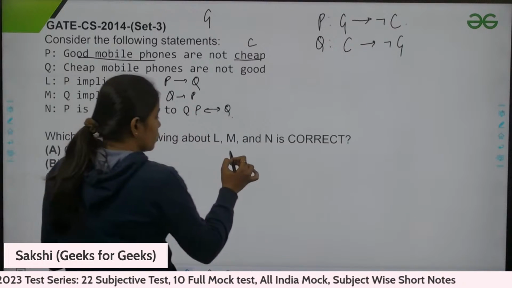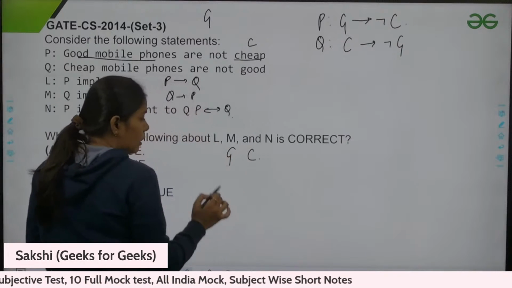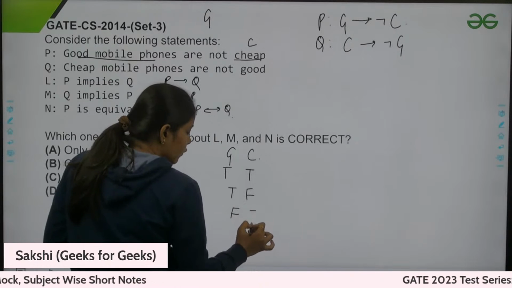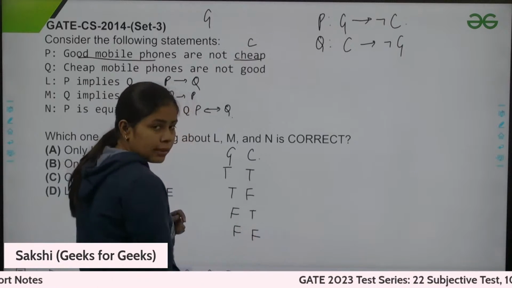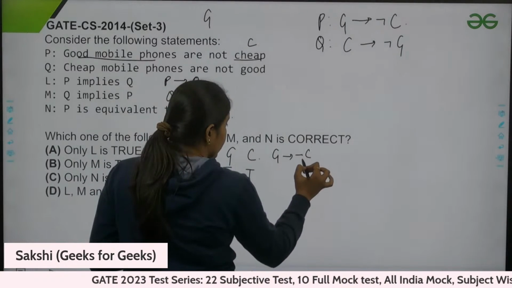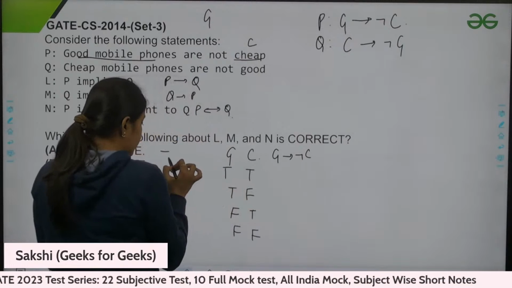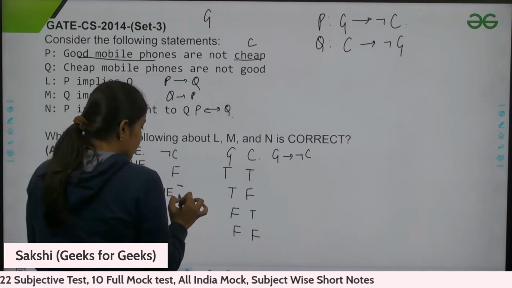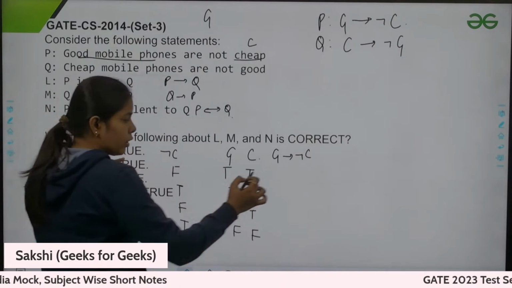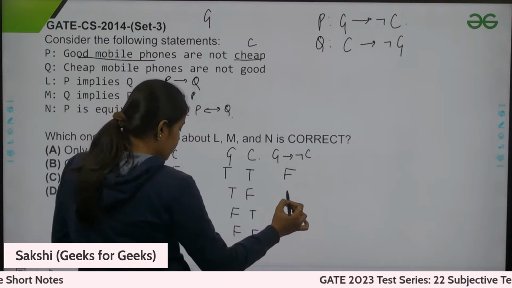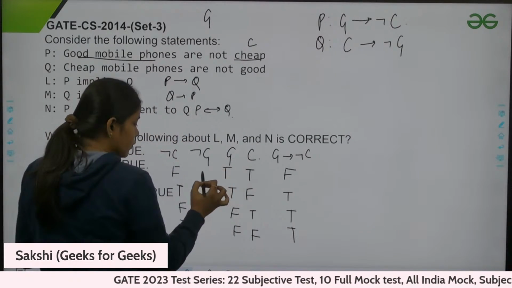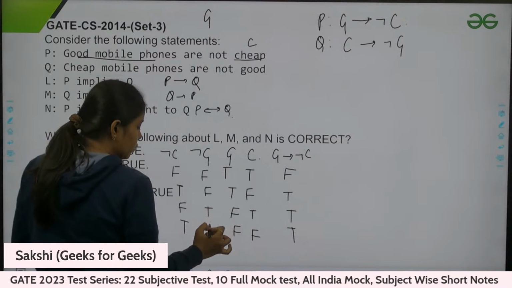Let's check. Let's take G and C, all the cases: true, true, true, false, false, true, false, false. These are all my cases. I have to find out G implication negation C. Let's find out negation C here. That would be false, true, false, true. G implication negation of C will be false, true, true, true. Let's find out negation of G. That would give me false, false, true, true.